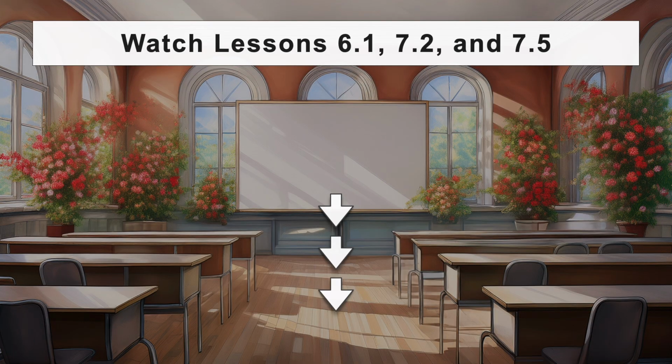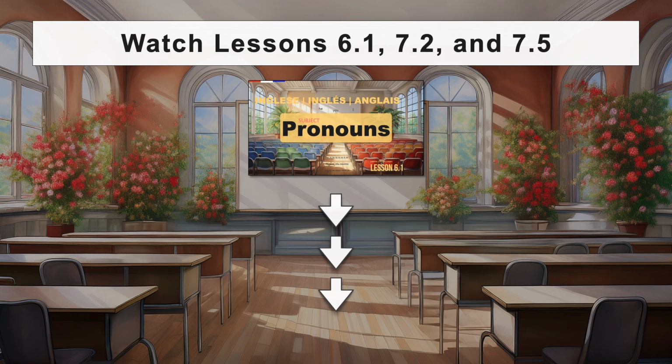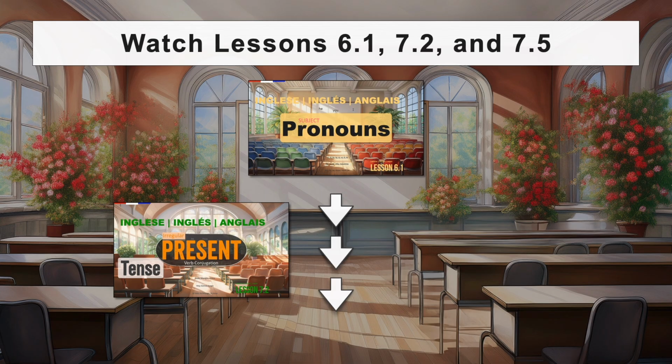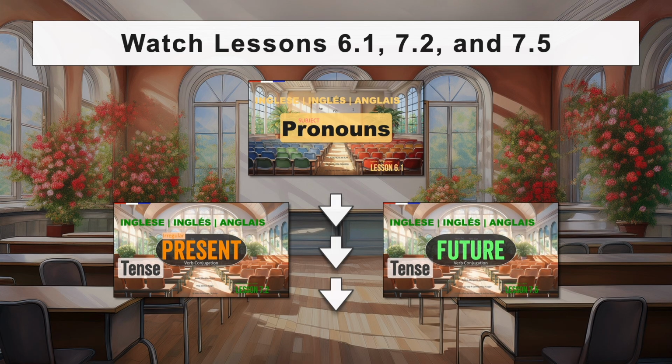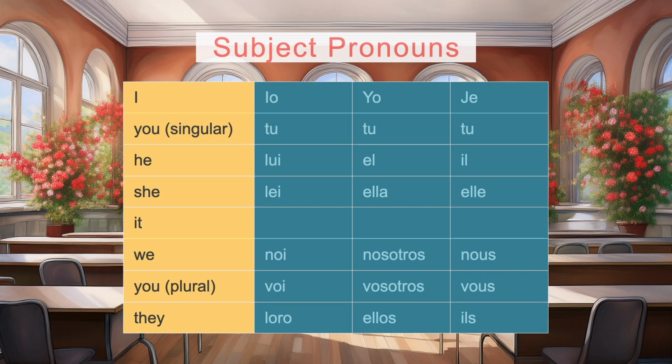Before we begin this lesson, you have to go back and watch lesson 6.1 on subject pronouns, lesson 7.2 on irregular present tense verb conjugation, and lesson 7.5, future tense verb conjugation. After you watch all three of those videos, you can come back and learn contractions. Let's get started by reviewing the English subject pronouns.